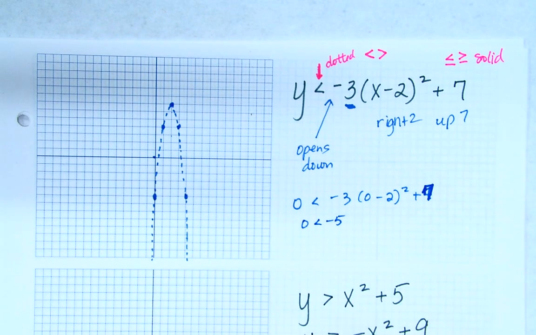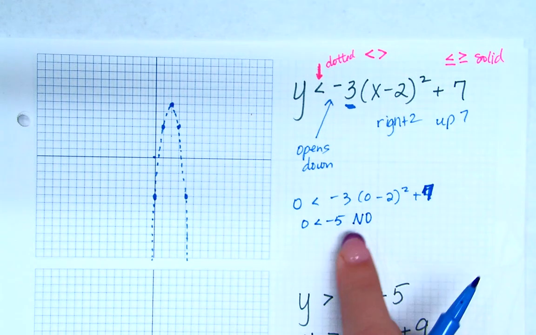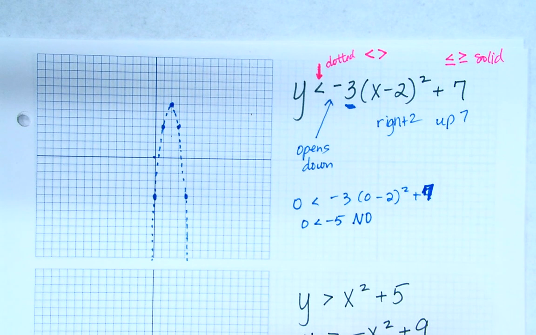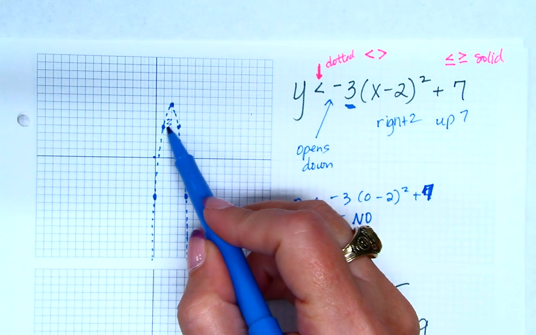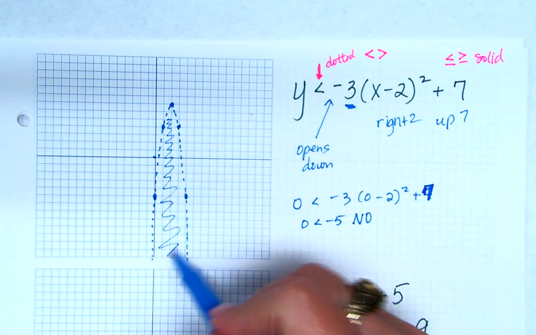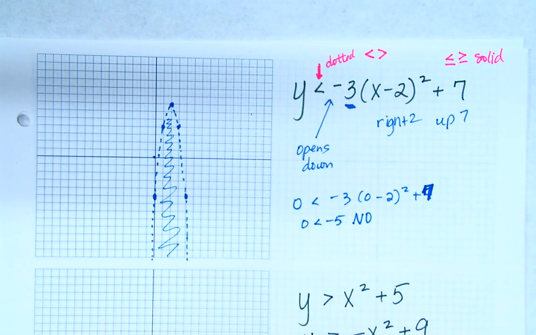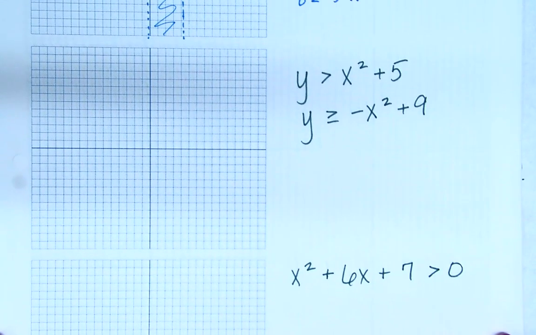Is 0 less than negative 5? No, right? It's not. So wherever that point was that I chose, which was the origin, I can't shade there because the answer is no. So where should I shade for this parabola? Because where was the point that I chose? Outside. So that's a no, so I shade inside instead. Okay? Does that make sense? So how does it change when I make it a system?